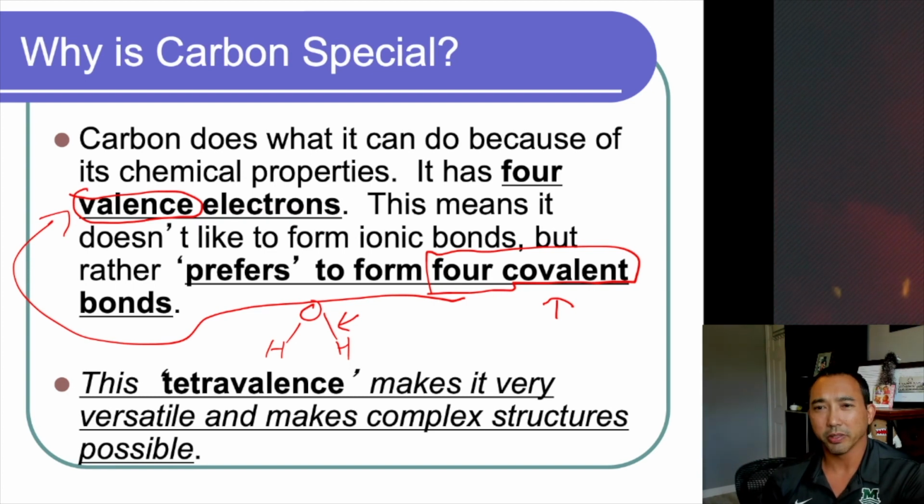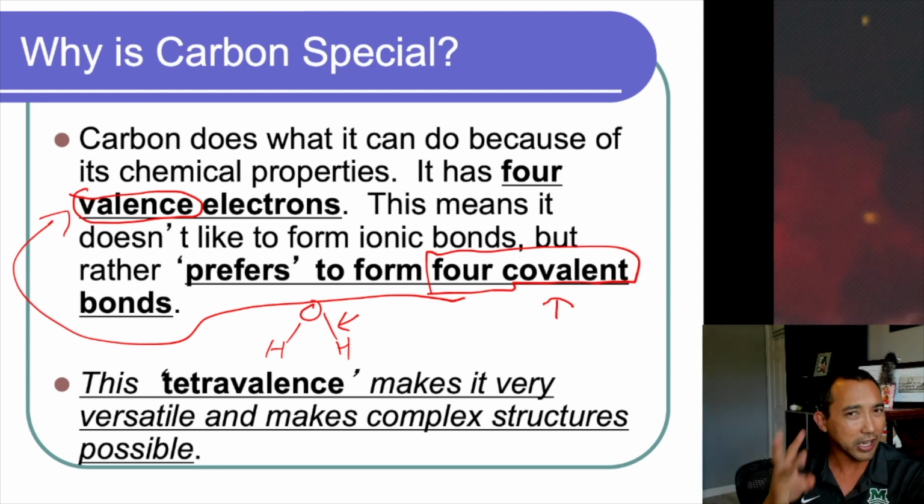So, let's go back to the confusing words, and we are done with our first video. Carbon does what it does because of chemical properties. It has 4 valence electrons. This means it doesn't form ionic bonds, but rather covalent bonds. What's a covalent bond? Shared. What's an ionic bond? Giving and receiving. It is not a hydrogen bond, which is weak interactions between positive and negative charges.